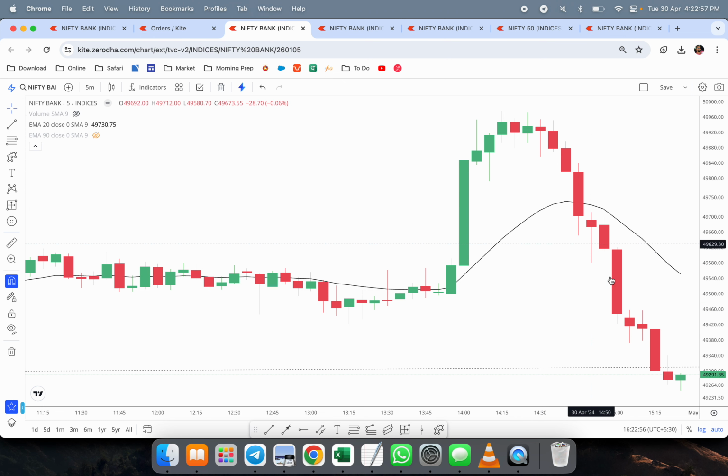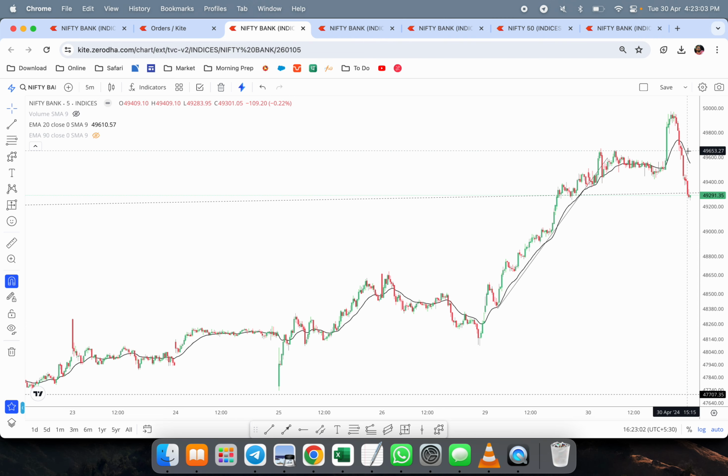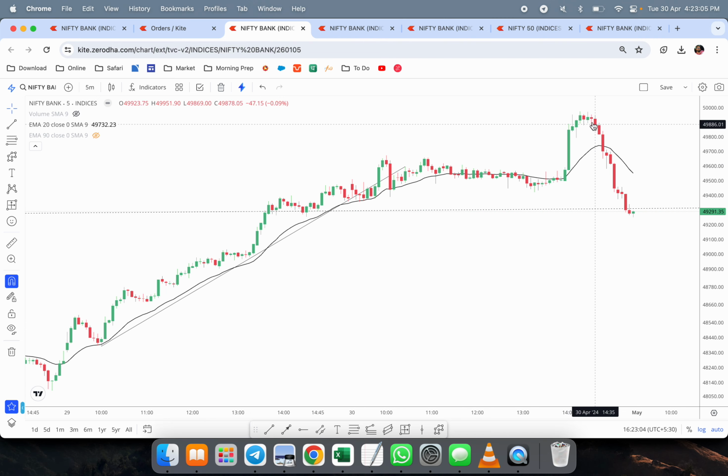So people could have taken this short also. It's very easy to see in the hindsight, but this has been a very strong bullish trend. So I am not sure how many people would have been successful to take this short. Now this is the price action for today. How does Bank Nifty look for the remaining of the month?